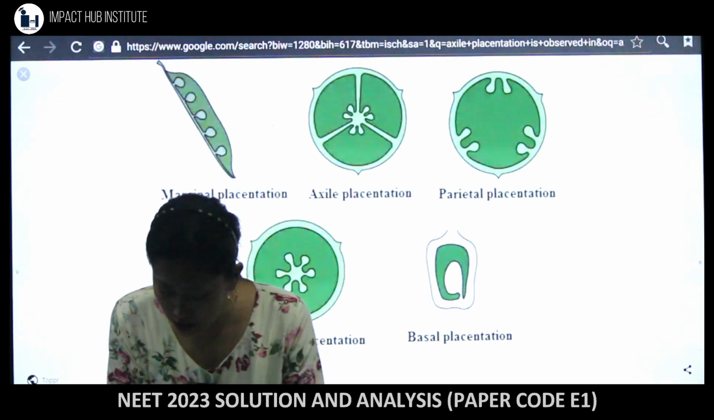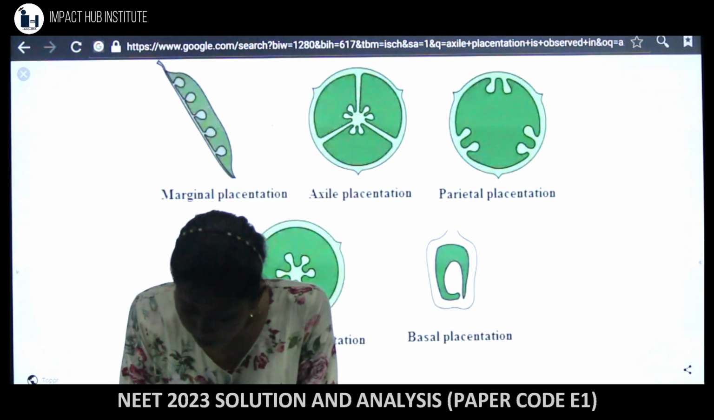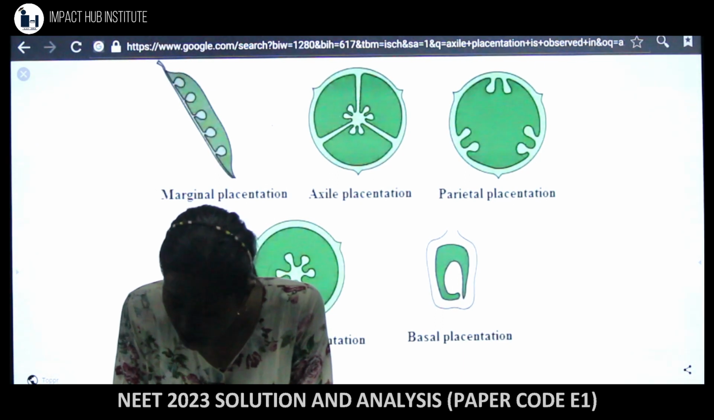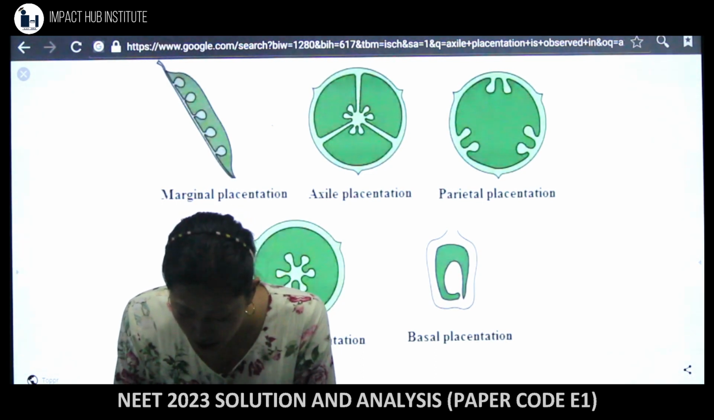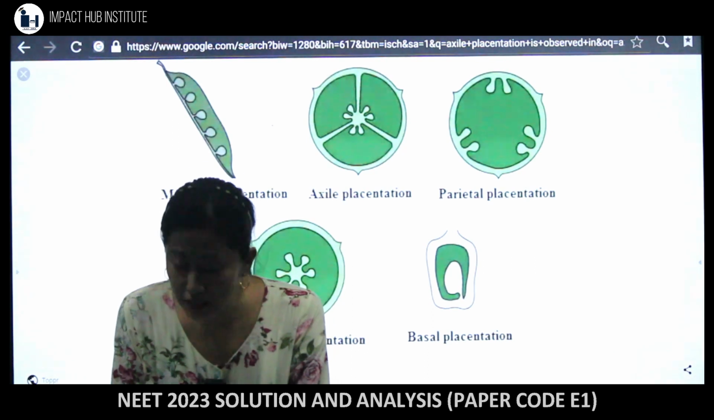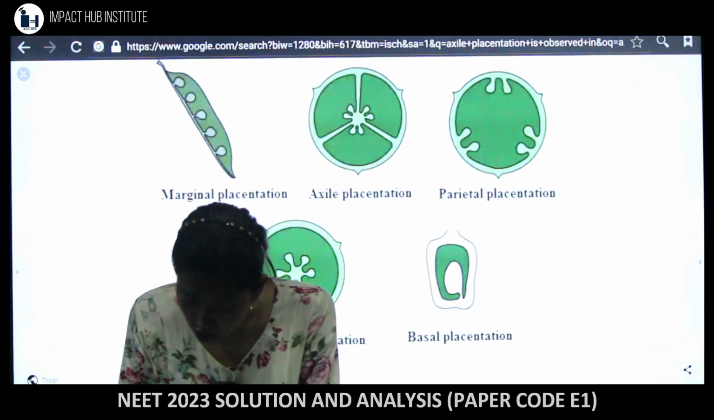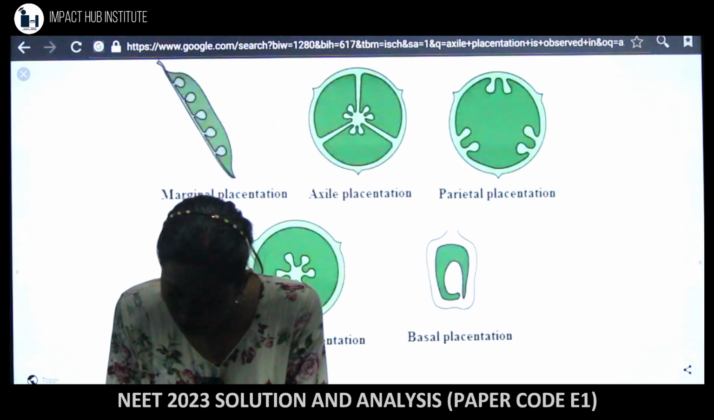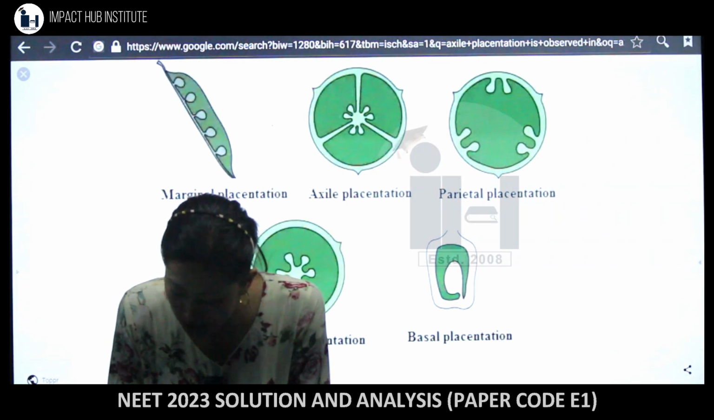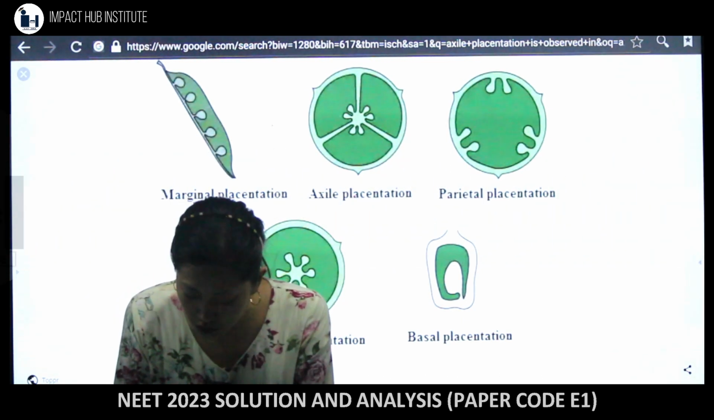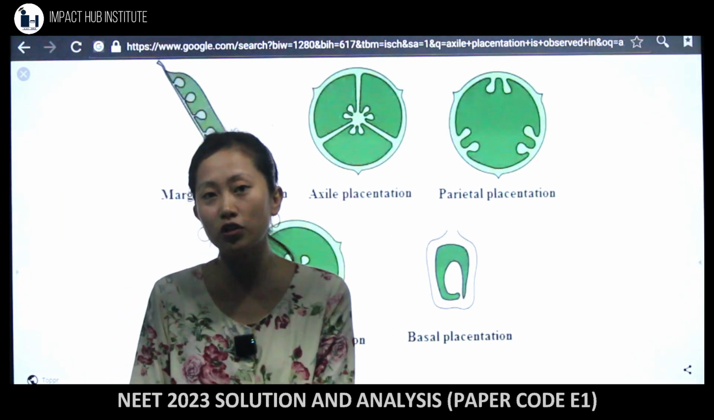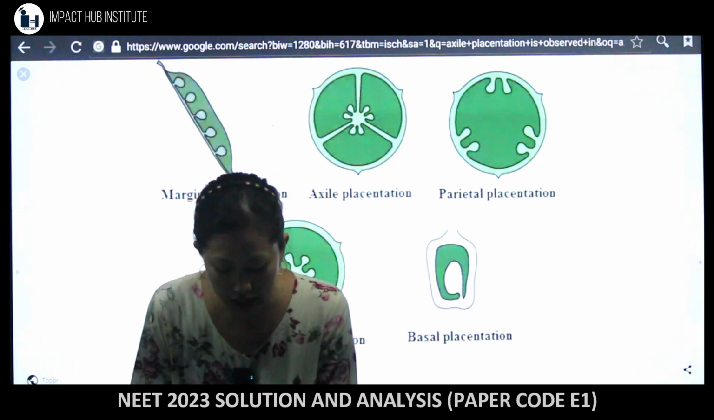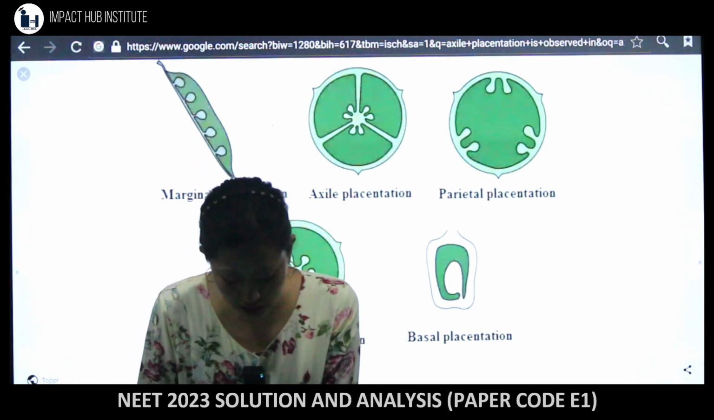Coming to the next one, question number 111. The process of appearance of recombination nodules occurs at which substage of prophase 1 in meiosis? The correct answer will be number 2, that is pachytene. So it is in the pachytene stage of prophase 1 in meiosis that the appearance of recombination nodules occurs. What are these recombination nodules? These are the sites at which crossing over occurs between non-sister chromatids of the homologous pair.